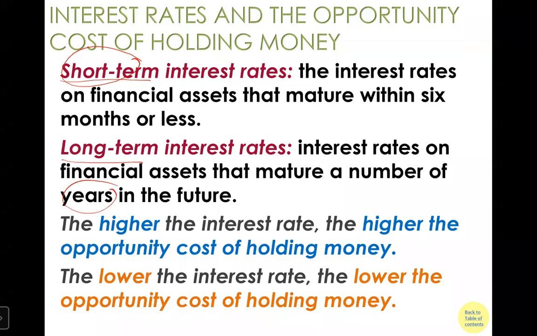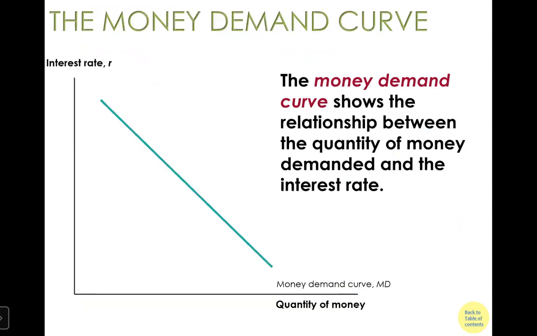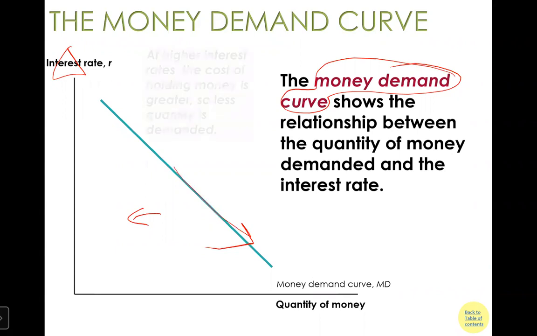From the discussion we have, we can see the higher the interest rate, the higher the opportunity cost, and the lower the interest rate, the lower the opportunity cost. That immediately affects the demand for money. So from the discussion before, now we have the money demand curve. The higher the interest rate, the higher the opportunity cost, and the lower the money demand. Otherwise, the higher the money demand, because money brings you convenience.